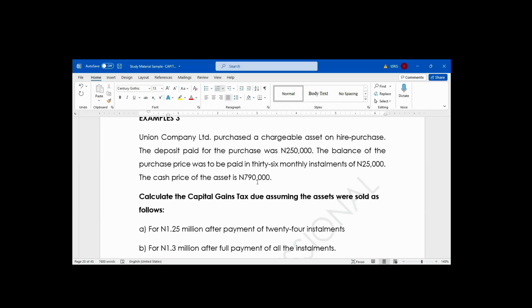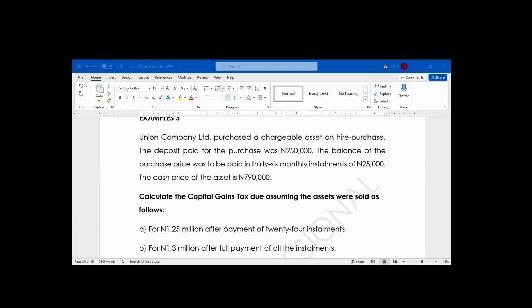Before you can solve this question, the first thing you need to get is the interest element. In this question, how do we get the interest element? For us to get the interest element, the hire purchase price minus cash price will give us the interest element.